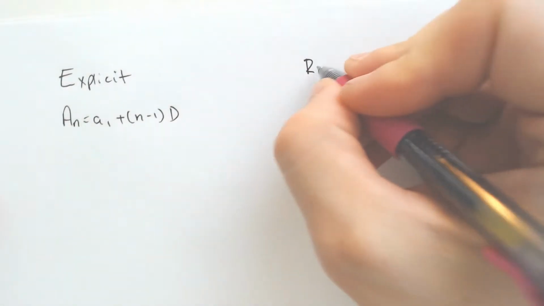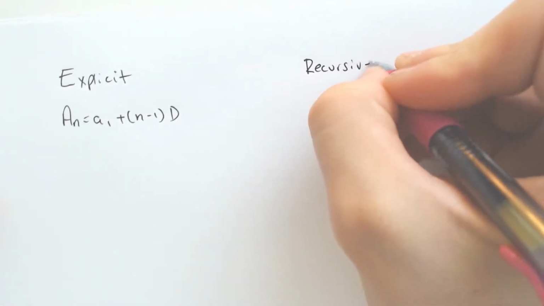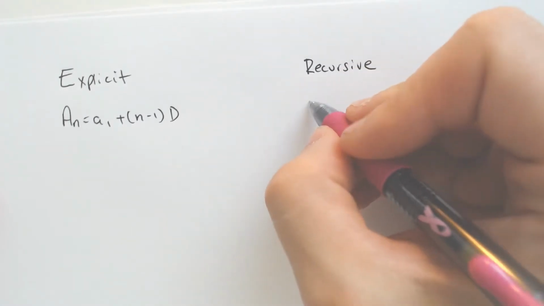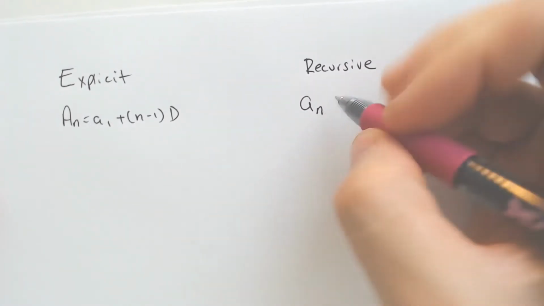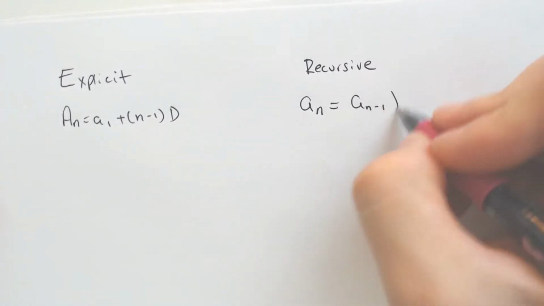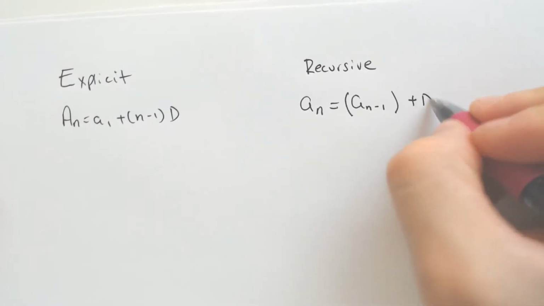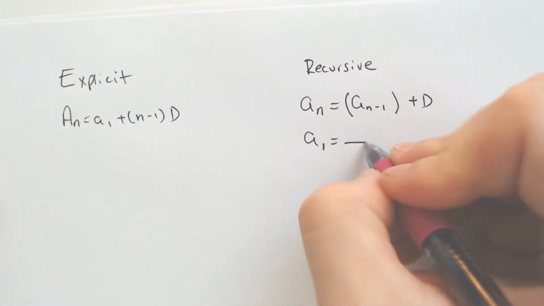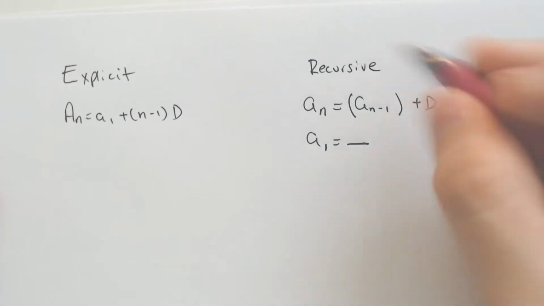the explicit formula is a sub n equals a sub 1 plus n minus 1 times d. Okay? That is the explicit formula. The recursive formula doesn't really have the same, it's not a formula, you make the formula. So the recursive would look more like this. It typically is a sub n equals a sub n minus 1, and then if you're adding, it'd be plus d, but then you always have to have a starting point, and you're going to have what is a1. So to be similar to this.